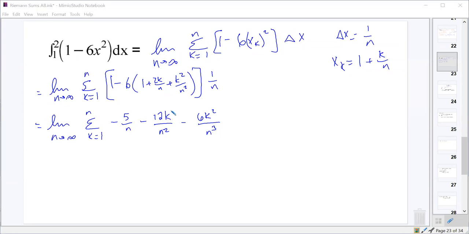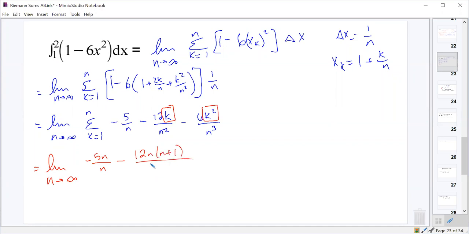All right, we know what the sum of k and the sum of k squared should equal, right? The sum of k should be n times n plus 1 over 2, and the sum of k squared should be n times n plus 1 times 2n plus 1 over 6. So this becomes the limit as n approaches infinity. The constant, there are n of those, so that becomes negative 5n over n, minus 12n times n plus 1 over 2n squared, minus 6 times n plus 1 times 2n plus 1 over 6n cubed. Everybody good there?